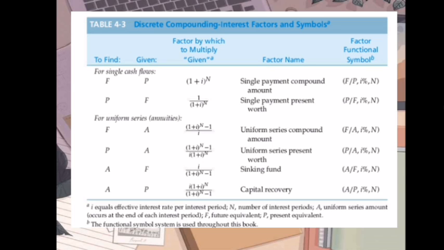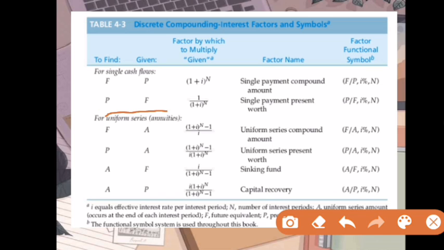As we can see in Table 4.3, for single cash flows, we have the F and P. So P and F, 1 plus i to the power of n. The factor name is the single payment compound amount. This second one is 1 over 1 plus the interest rate raised to n. It is the single payment present worth. The first one is the single payment compound amount.